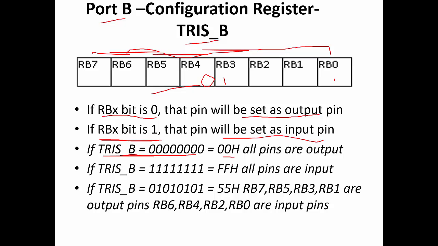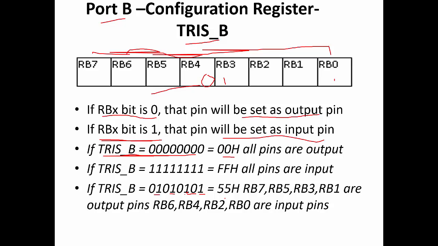Instead of all 8 pins being input or output, suppose I want only some pins as input and the others as output. Then you have to configure it like this. For example, 01010101, whose corresponding hex number is 55H. RB7, RB5, RB3 and RB1 are indicated as 0, so these pins are output pins. Similarly, RB6, RB4, RB2 and RB0 are configured as bit 1, so those pins are acting as inputs. These hexadecimal values have to be fed into your TRIS register.